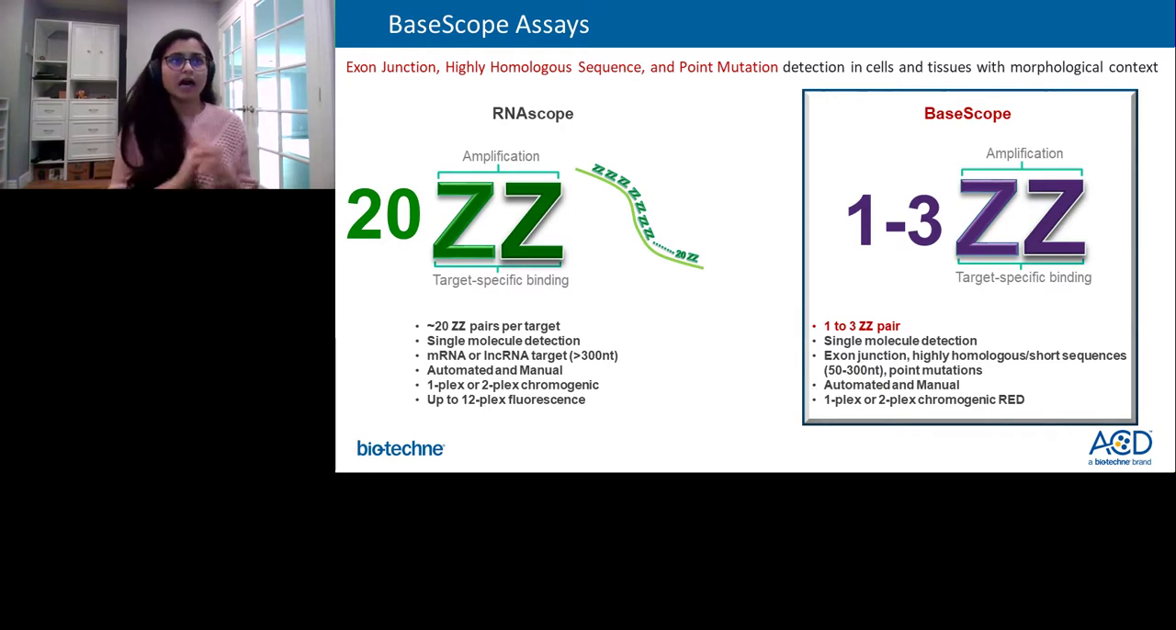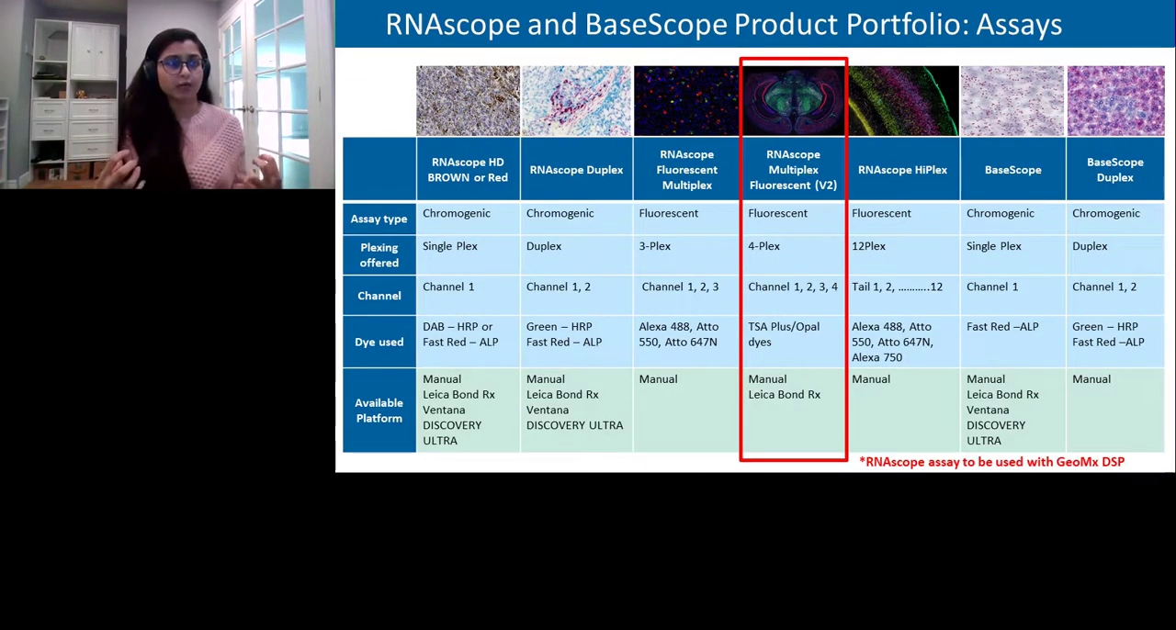In this slide, I have described the breadth of our assay portfolio, which gives you a sense of how flexible we are when it comes to plexing and sample types. You can either perform single-plex analysis or duplex or up to 12-plex for target detection. So for 12-plex, you can visualize 12 targets simultaneously on your sample of interest. Now, the 12-plex assay is applicable for fresh and fixed frozen tissues. Our assays can also be performed both with manual or automated platforms.